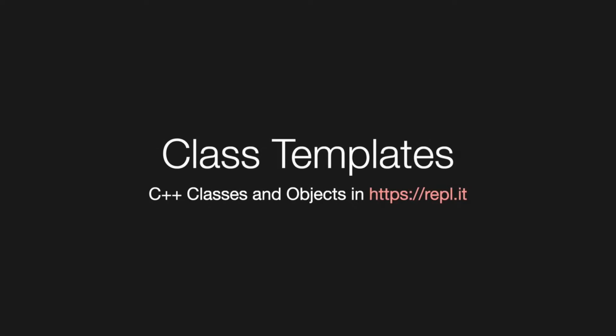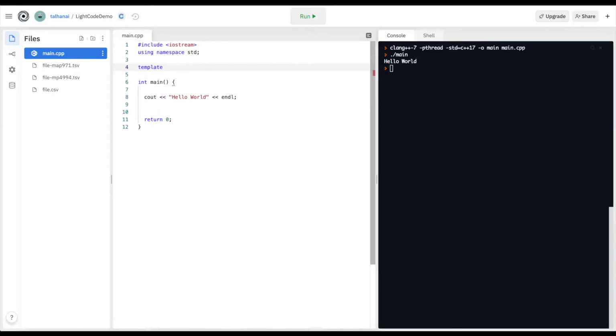We saw previously that we could create templates for functions. We can also create templates for classes. So let's start off by defining a template for a class. We use the keyword template, and then angle brackets, class T, to indicate that this is for a class that's going to have a placeholder T for the data type.